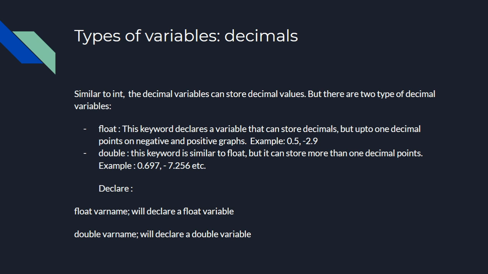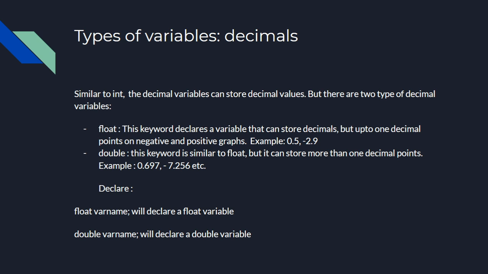You can store numbers like 10. Yes, you can store numbers like that, but you have to specify 10.0. Even though it does not have any decimals, you have to specify it so that float and double do not get confused. Now there are two types of decimal data types. What are those? Float and double.